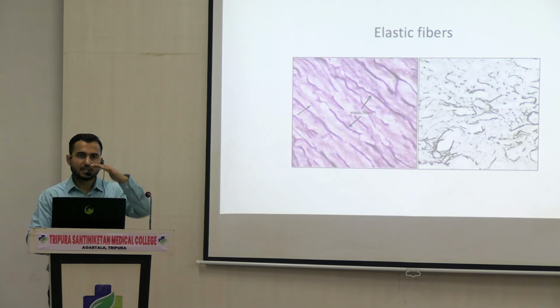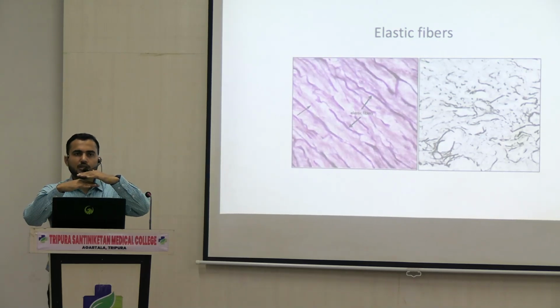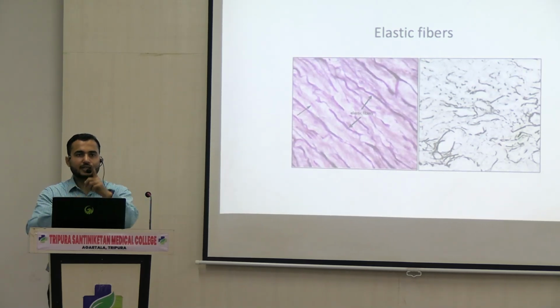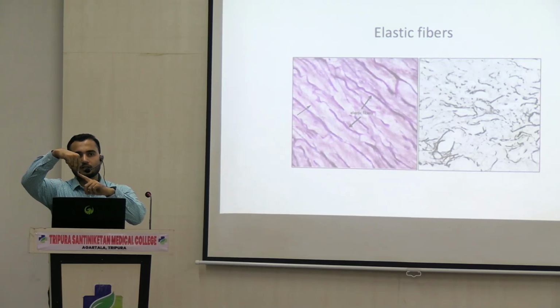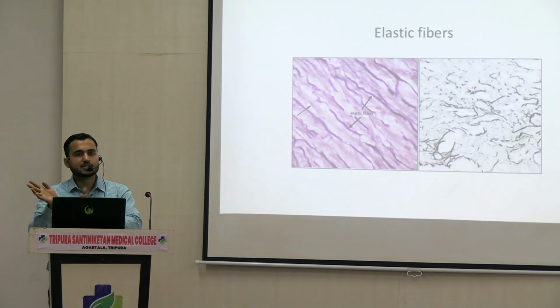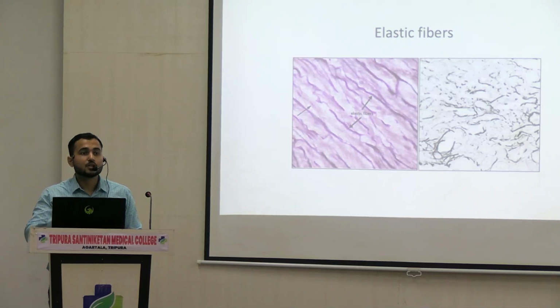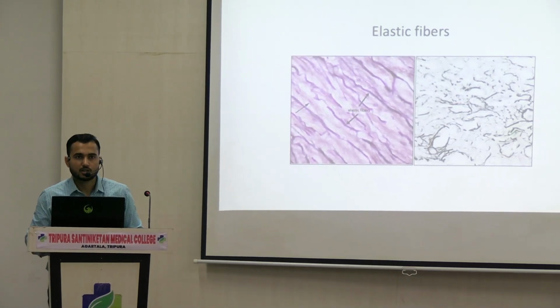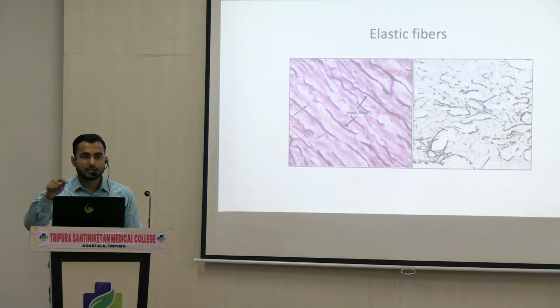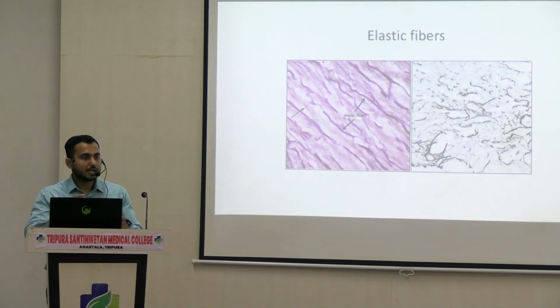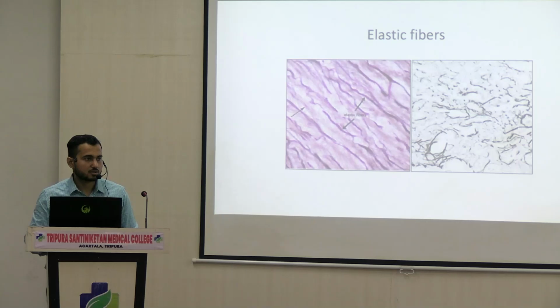Suppose there is one fiber and another fiber, they will never go parallel to each other. If one fiber goes one way, the other fiber will go another way. Always they will branch and anastomose with each other. It is a property of elastic fibers, and that is very important. When we see under the microscope, the branching pattern of the elastic fibers is visible.